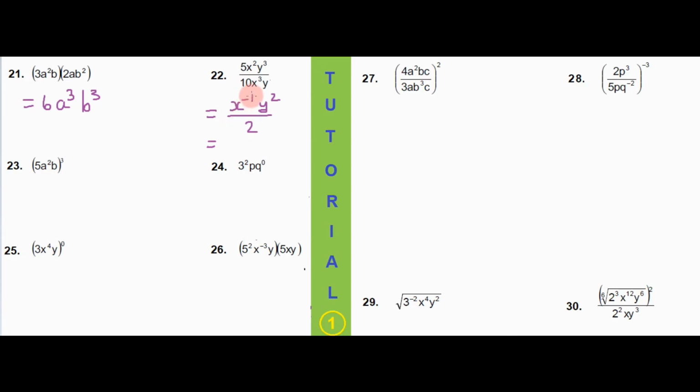We can now take the x to the negative 1 into the denominator as x to the positive 1, or just x. So it's y squared over 2x.